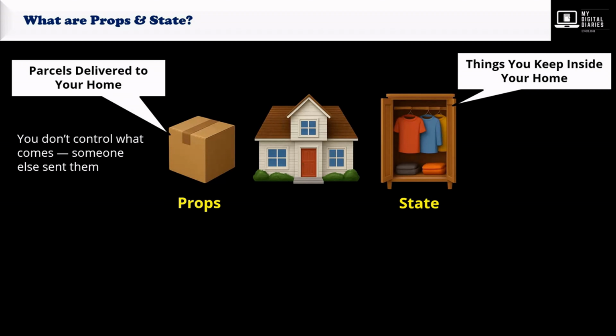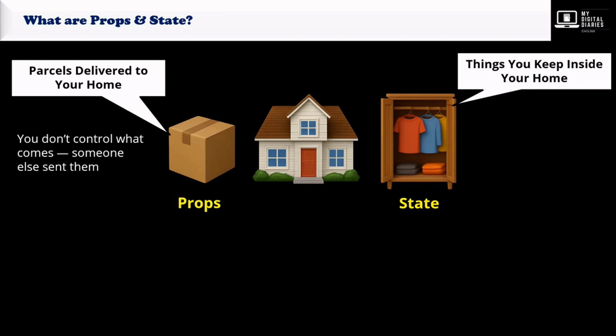You can see a parcel here, that parcel box. This represents props in React. Just like a parcel, they are sent by someone else. You don't decide what comes, you only receive and use them. These parcels are called props in React. You don't control what comes in the parcel, someone else has decided and sent it. Similarly, in React, props are sent by the parent component. The child component has no control over what data it receives.